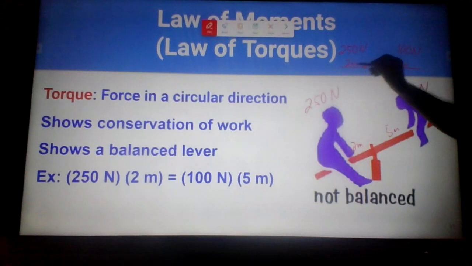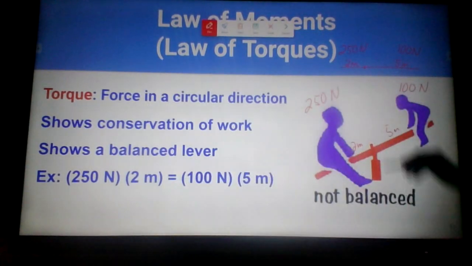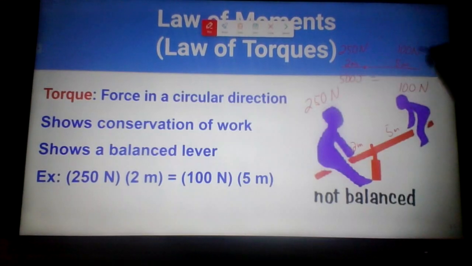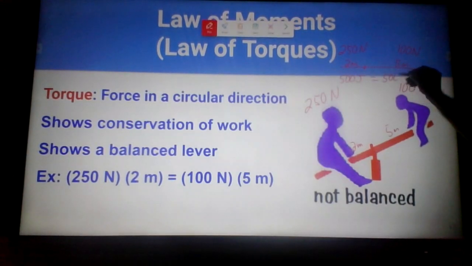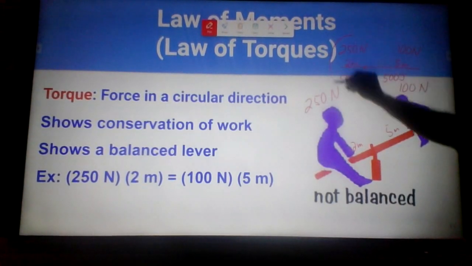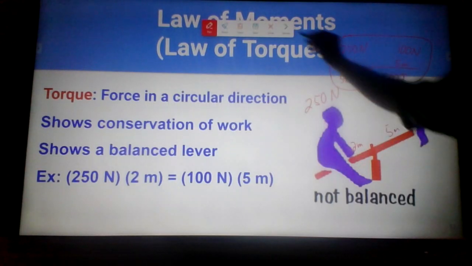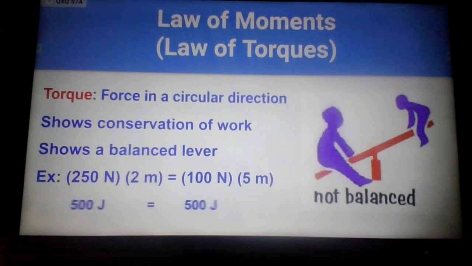Now let's multiply. 250 times 2, well, that's 500. So that would be 500 joules of torque. 100 times 5, that would be 500 joules of torque. So in this case, we could balance the seesaw by having 2 different weights sit in the correctly proportioned distances away from the fulcrum, which would be the pivot point right there on the seesaw. 500 joules equals 500 joules. We have the same amount of torque on both sides.